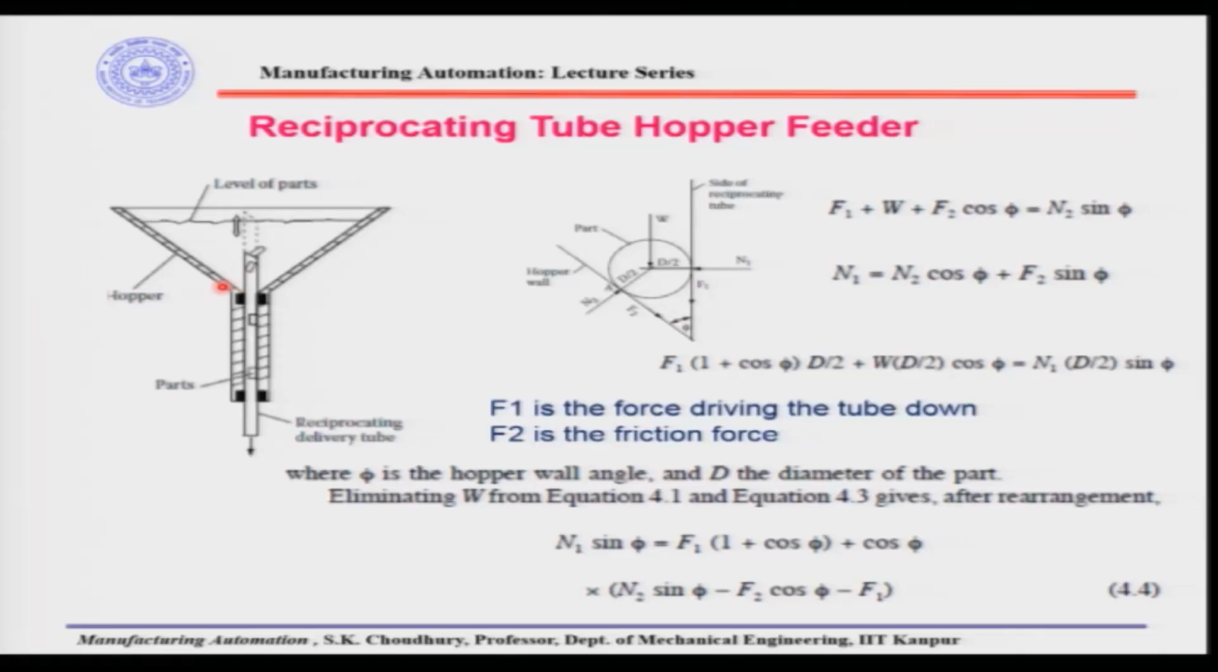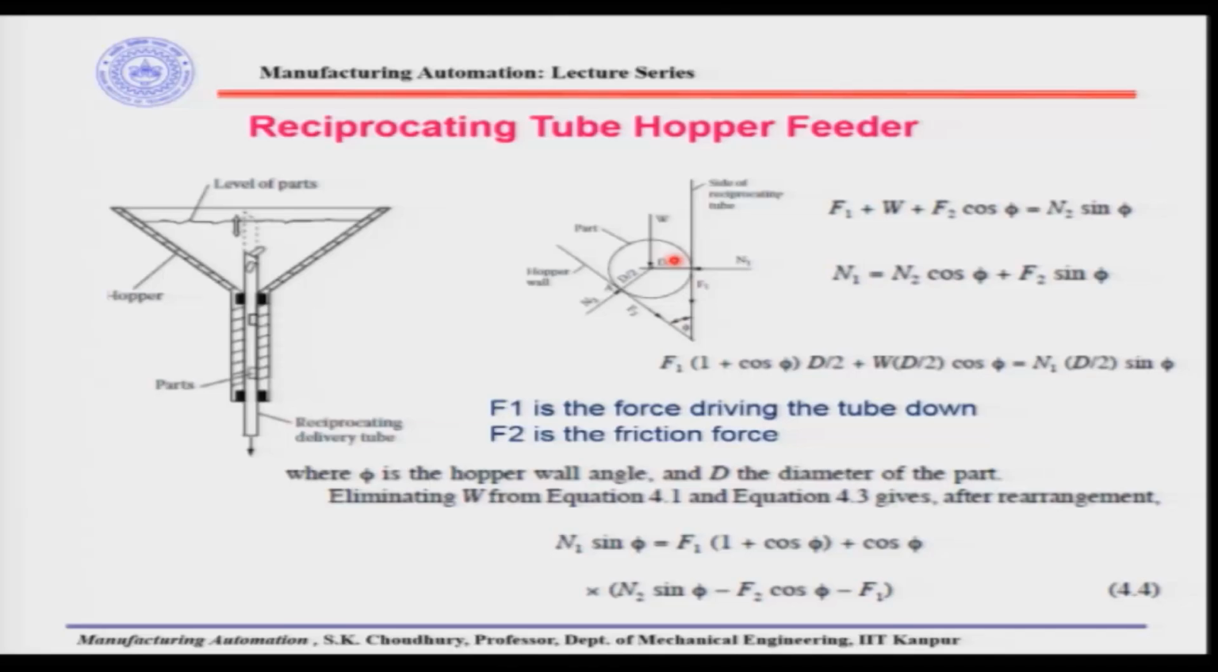This is very important. Let us say for example, here we have the diagram, this is the side of the reciprocating tube, let us say this tube, okay, and this is the hopper wall, this is the line, this is a line diagram. So, this is the hopper wall and this is the side of the reciprocating tube. Let us say this is the part, okay. It is a cylindrical part, and the cylindrical part is jamming between the hopper wall and the side of the reciprocating tube. Let us see what happens here, and to prevent that jamming, what can be incorporated in the design of this kind of a hopper feeder.